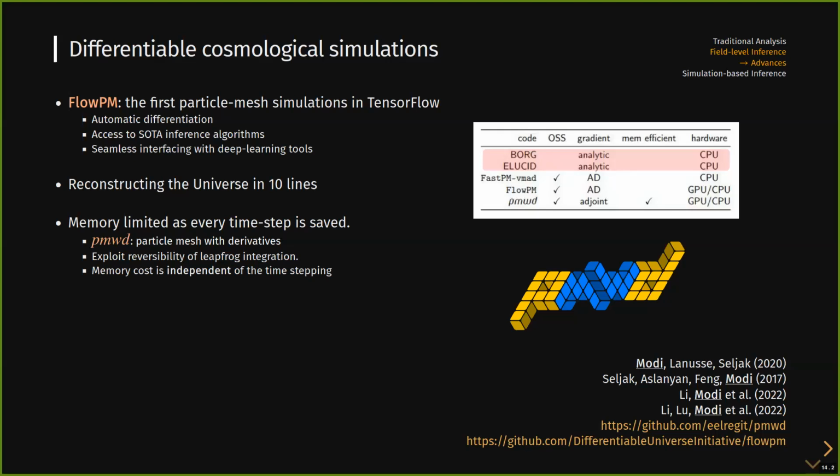So you can run hundreds of steps of simulation for more accuracy and for observables like weak lensing in this case. I would also like to point out that even though they are written in JAX and TensorFlow, there's no machine learning involved here. This is pure cosmology up to this point.